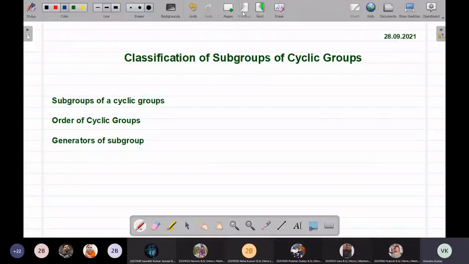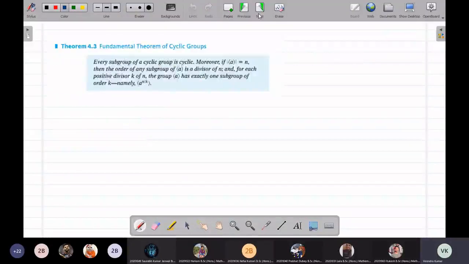Before proceeding, let us see some examples, because we are going to essentially prove the first theorem of today's lecture, the fundamental theorem of cyclic groups. There are three parts in this theorem. The first statement is that every subgroup of a cyclic group is cyclic. So the question is, what about abelian groups?